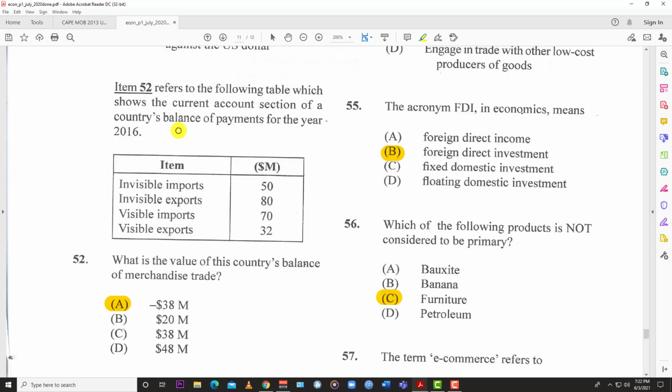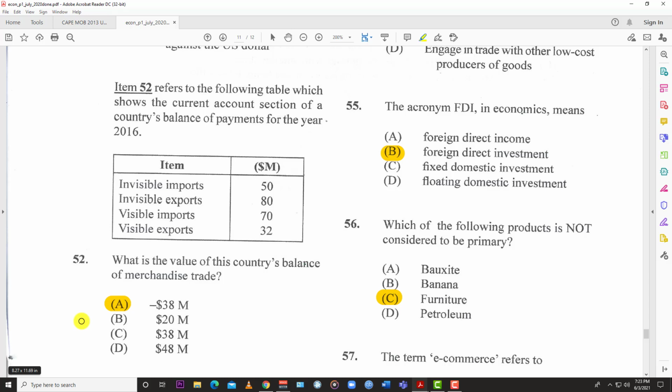52 refers to the following table, which shows the current account section of a country's balance of payments for the year 2016. Invisible imports, 50 mil. Invisible exports, 80 mil. Visible imports, 70 mil. Visible exports, 32 mil. What is the value of the country's balance of merchandise trade?